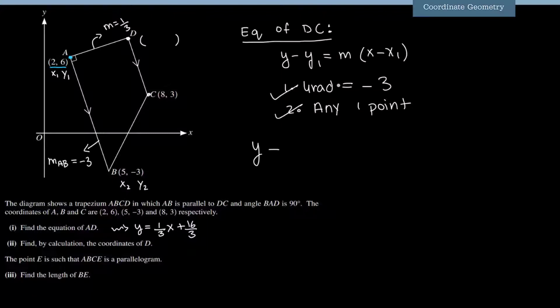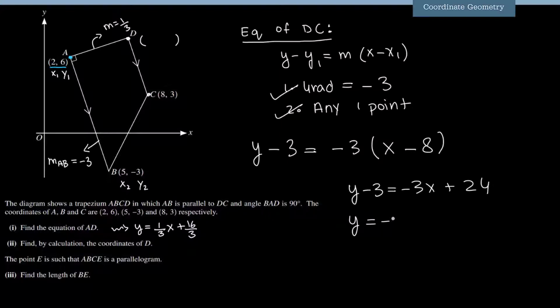y minus y1, the y coordinate of the point that I'm using is 3. So y minus 3 is equal to m times x minus x1, so minus 3 times x minus 8. This would become y minus 3 is equal to minus 3x plus 24, and y is equal to minus 3x plus 24 plus 3. 24 plus 3 is 27. So y is equal to minus 3x plus 27. This is the equation of the line DC.